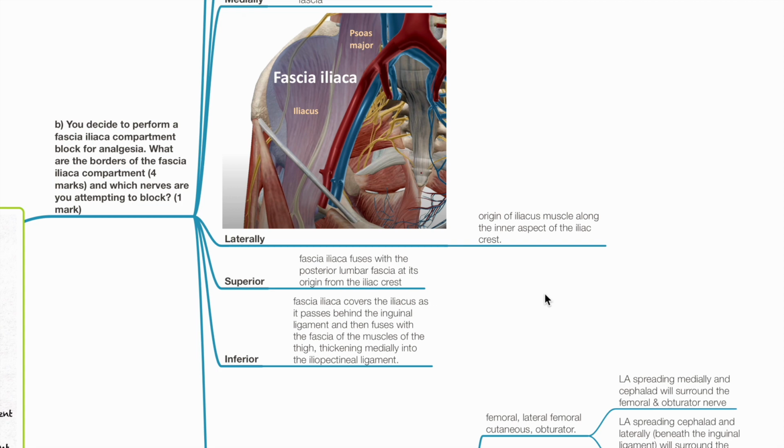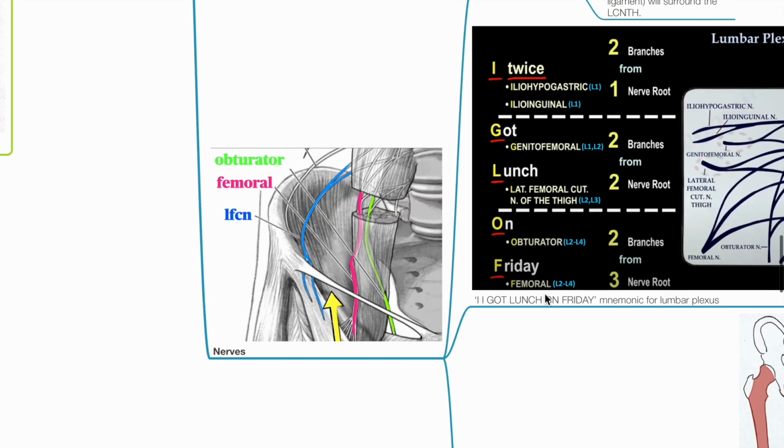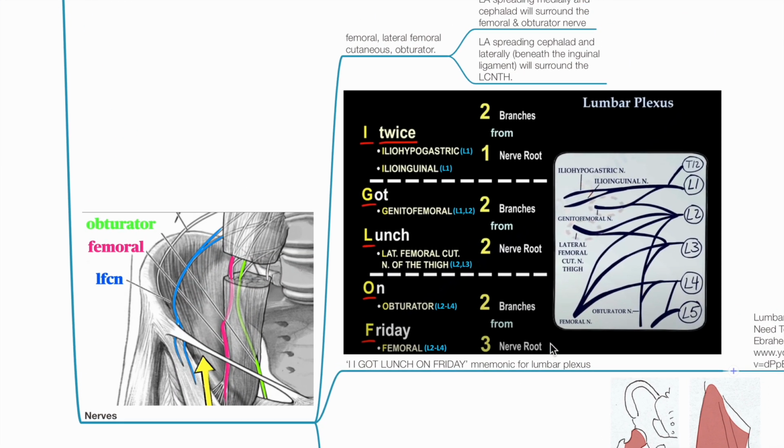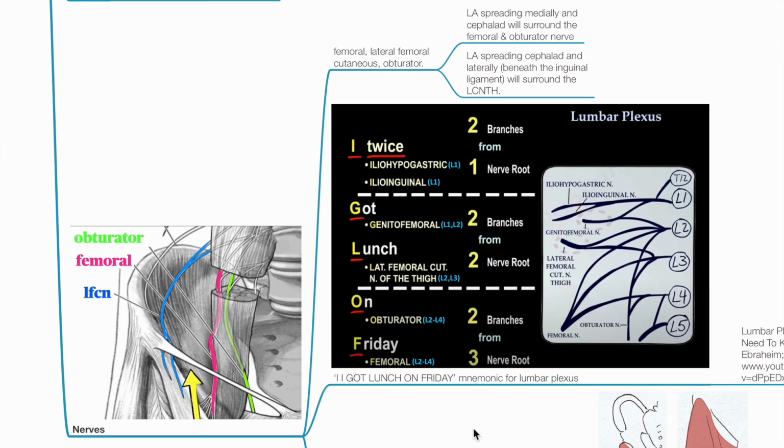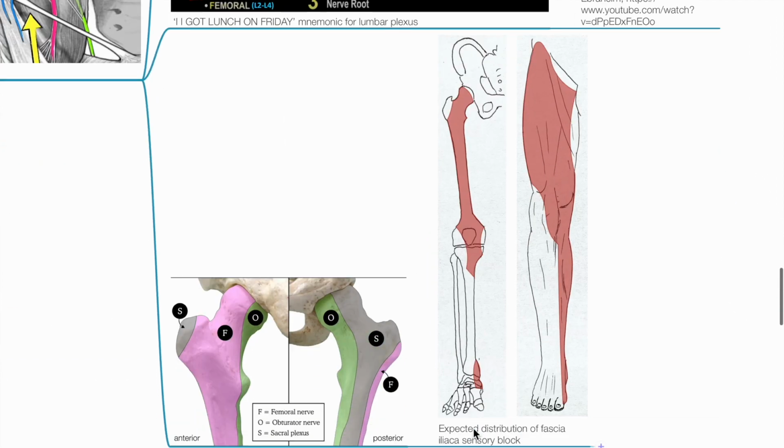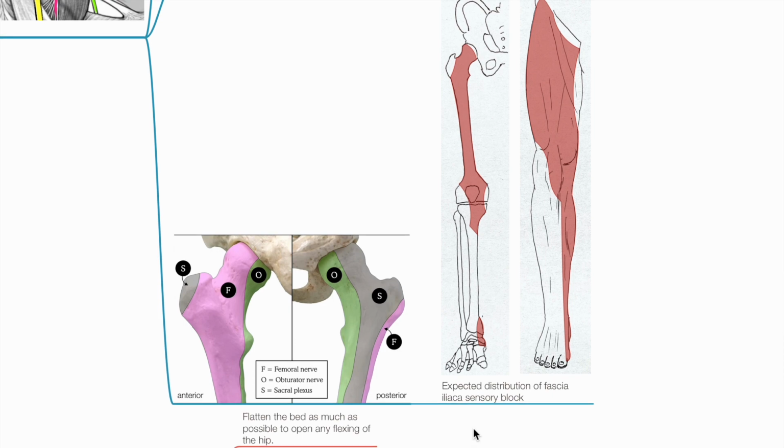Superiorly, the posterior lumbar fascia at its origin from the iliac crest. Inferiorly, fascia iliaca covers the iliacus as it passes behind the inguinal ligament, then fuses with fascia of muscles of the thigh, and thickening medially to the iliopectineal ligament. The nerves to be blocked include the obturator nerve, femoral nerve, and lateral femoral cutaneous nerve of the thigh. This diagram shows the expected distribution of fascia iliaca sensory block.